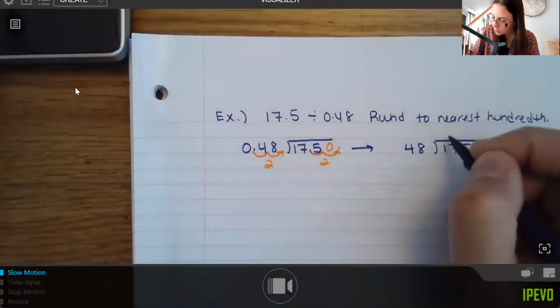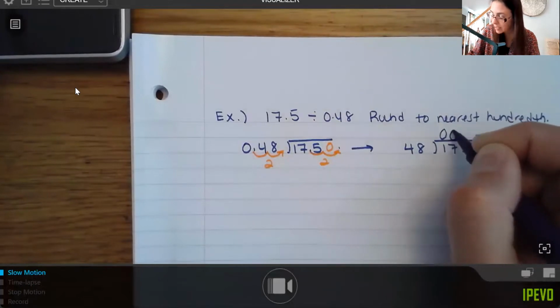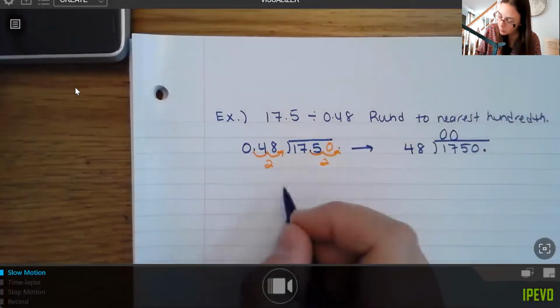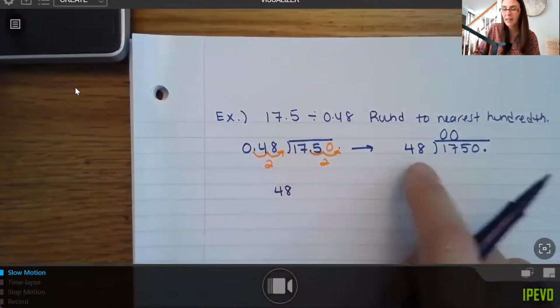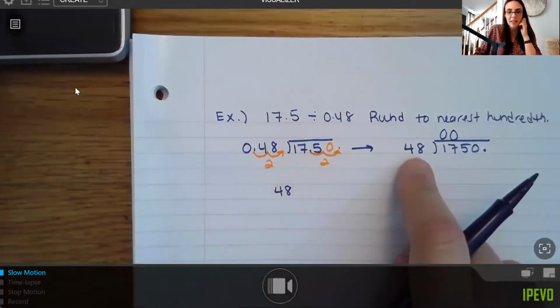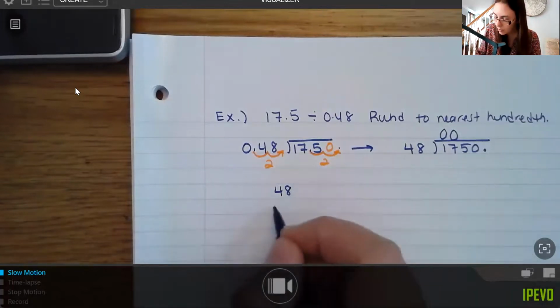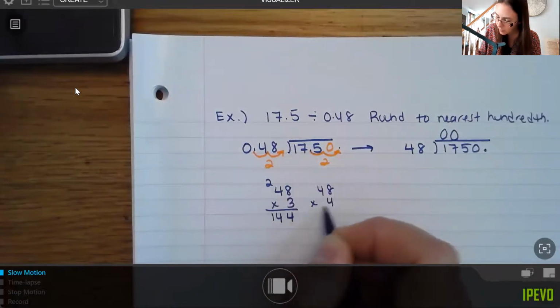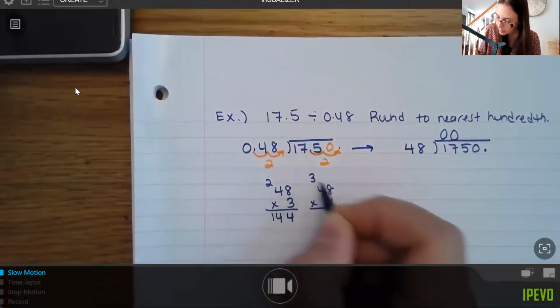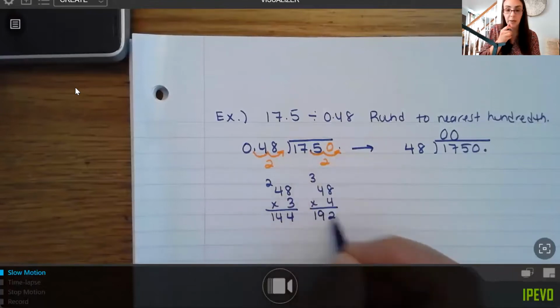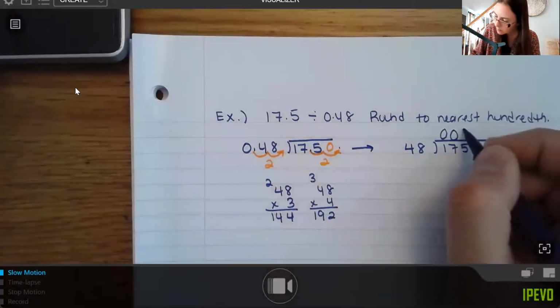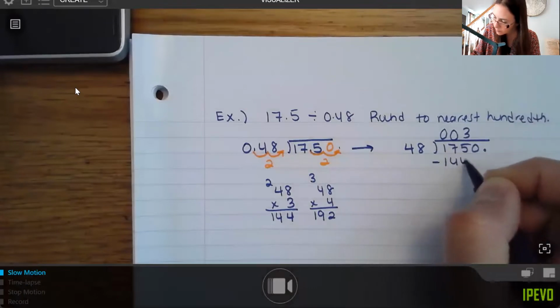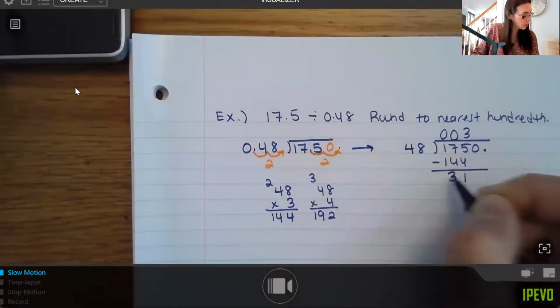So 48 does not go into 1, does not go into 17. It does go into 175. 48 is almost 50. So 50 times 3 would be 150. So my guess here is maybe to try 3. So let's try that. So I get 4, carry the 2, so 12, 13, 14. And let's try 4 as well, just to see. Here I get 32. 16 plus 3 is 192. So that's too big. So it looks like 3 was right.